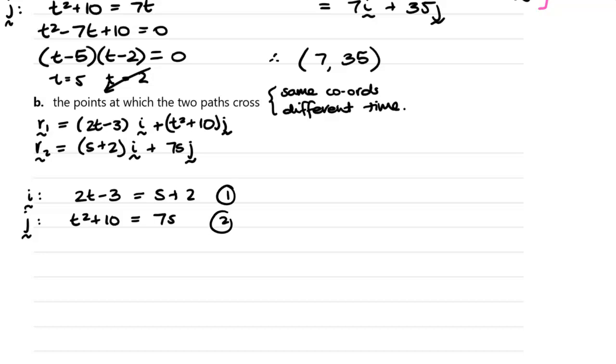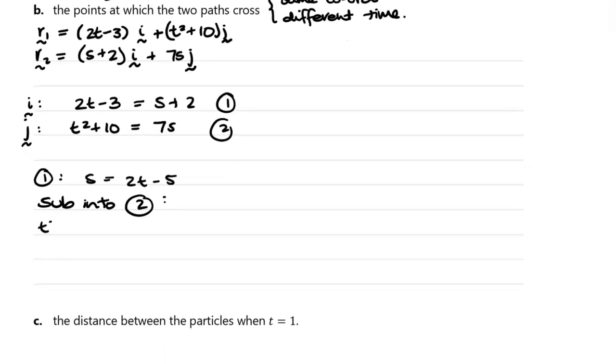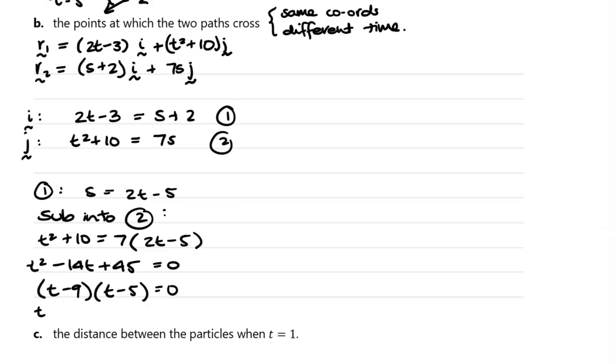So we've now got a set of simultaneous equations here. Now, let's rearrange that first one. s is going to be 2t minus 5, and we'll sub into the second. That will give us t squared plus 10 equals 7, and then instead of s, we'll have 2t minus 5. Let's rearrange that: t squared minus 14t plus 45 equals 0. So that gives us two possibilities, (t minus 9)(t minus 5) equals 0. So t equals 9, t equals 5.